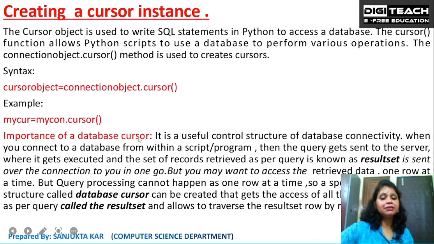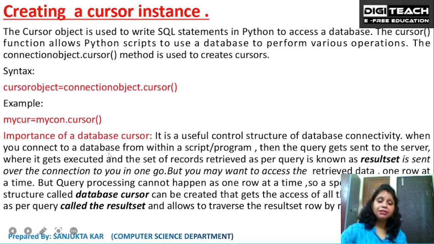Importance of database cursor: it is a useful control structure of database connectivity. When you connect to a database from within a script, the query gets sent to the server where it gets executed, and the set of records retrieved as per the query is known as the result set. It is sent over the connection to you in one go, but you may want to access the retrieved data one row at a time, and query processing cannot happen one row at a time. So a special type of control structure called a database cursor can be created that gets access to all the records retrieved as per the query, called the result set, and allows you to traverse the result set row by row.